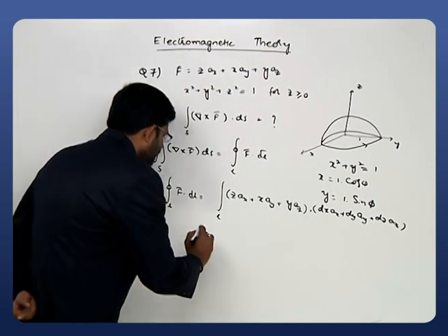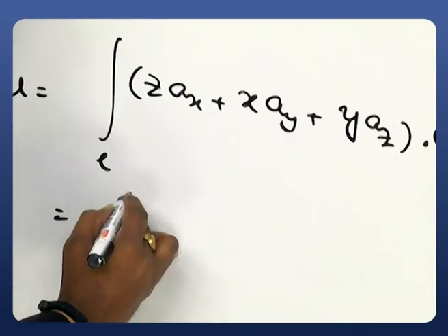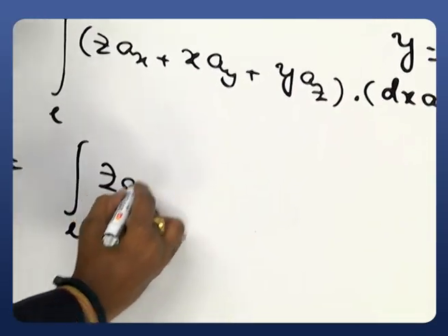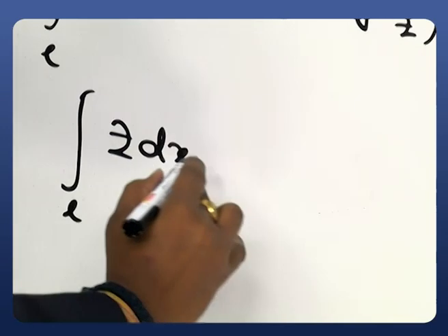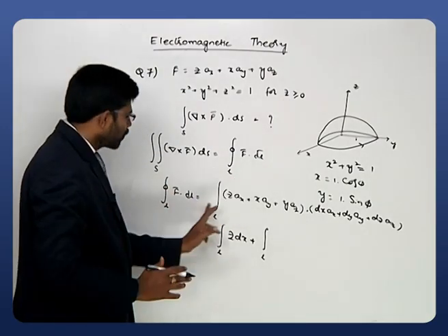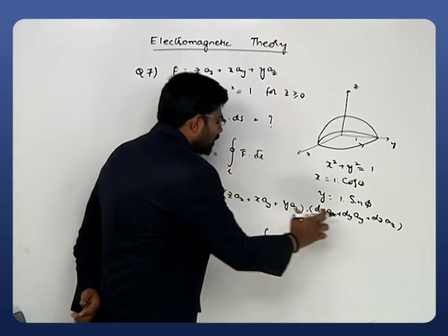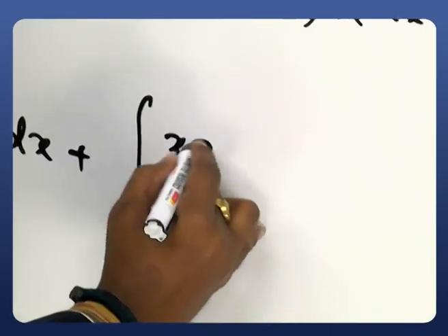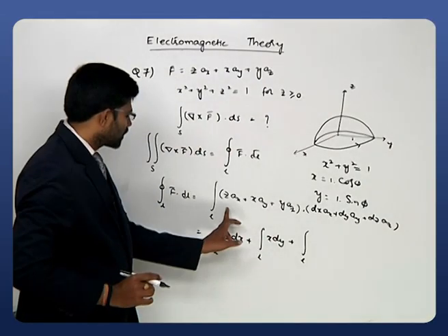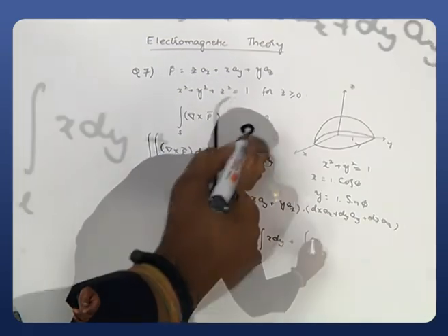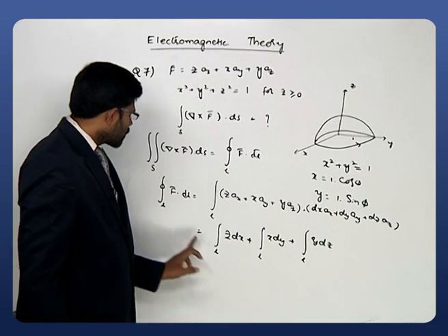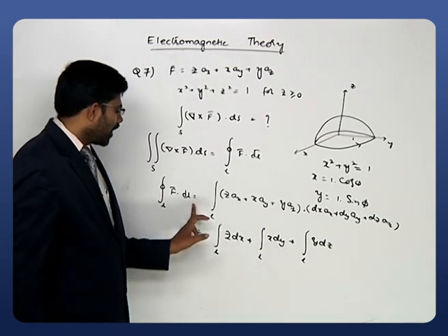So we get the line integral of z a_x dot dx a_x, which is z dx, plus the line integral of x a_y dot dy a_y, which is x dy, plus the line integral of y dz. This is the equation you can write for F bar dot dL bar.